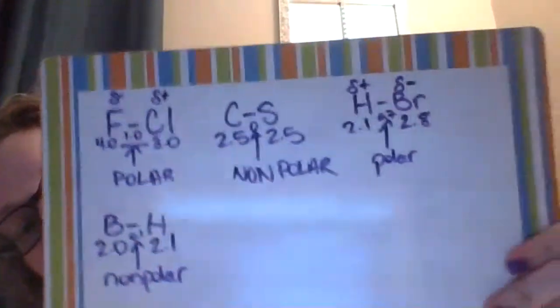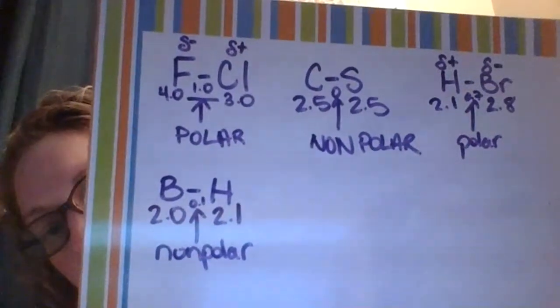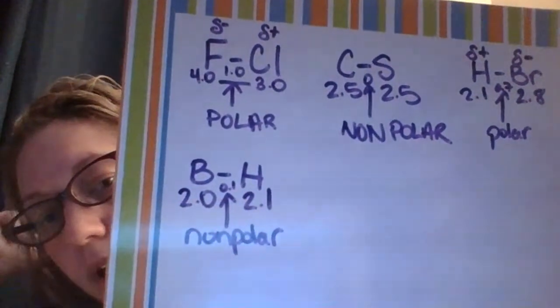The next one is boron and hydrogen. They are 2.0 for boron and 2.1 for hydrogen. That makes the difference only 0.1, which makes it a nonpolar bond. Boron, hydrogen, difference is 0.1, nonpolar.